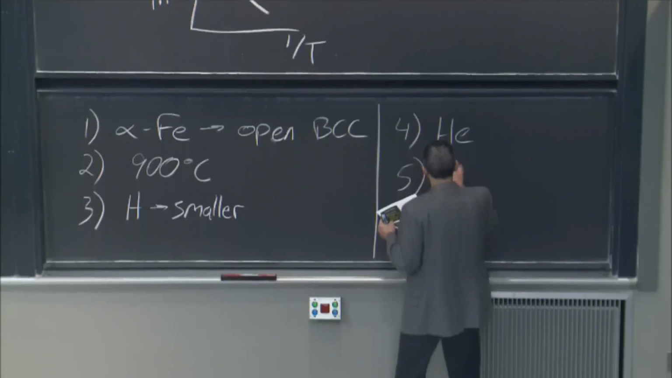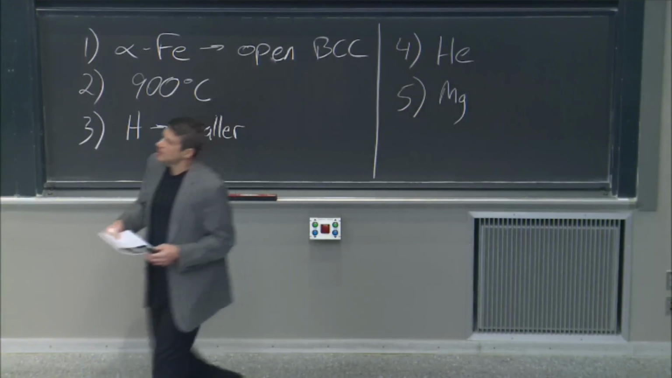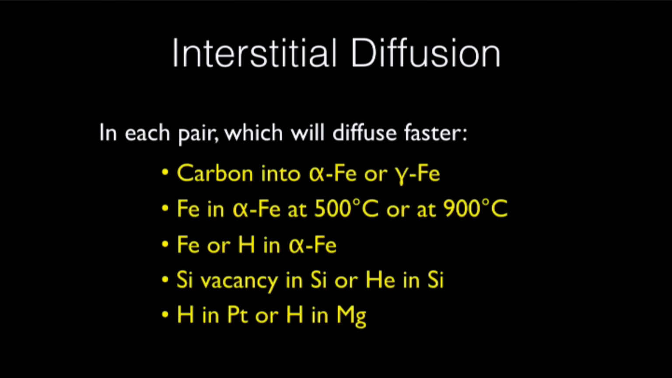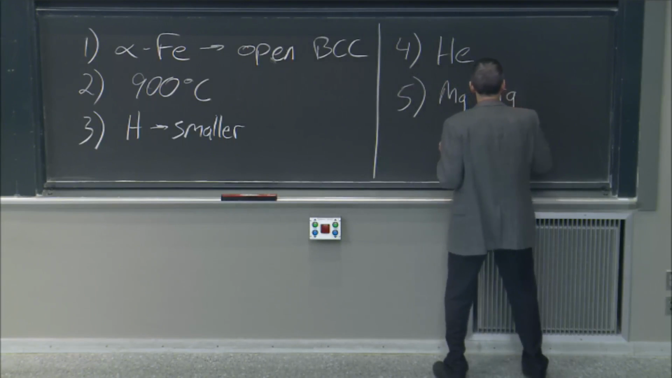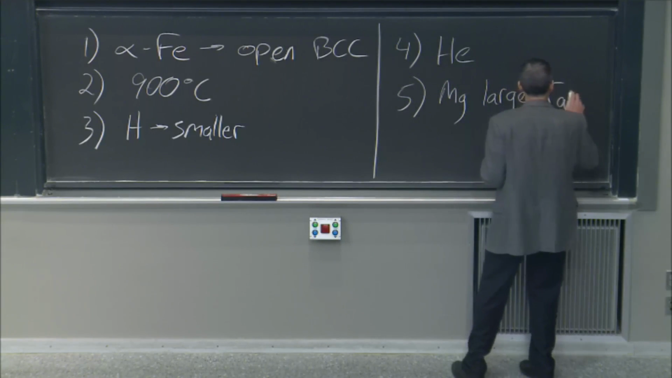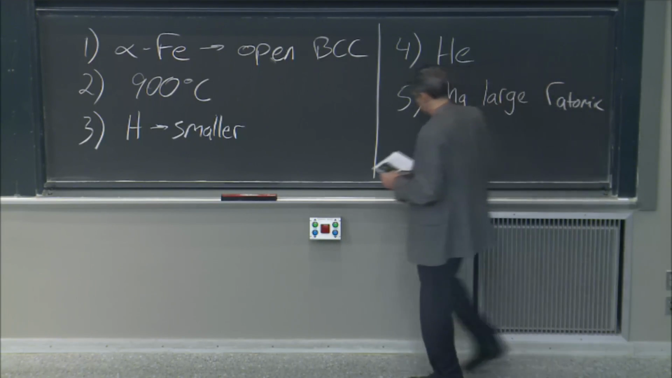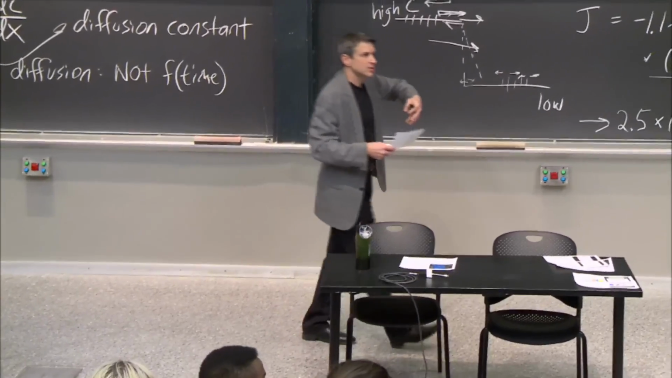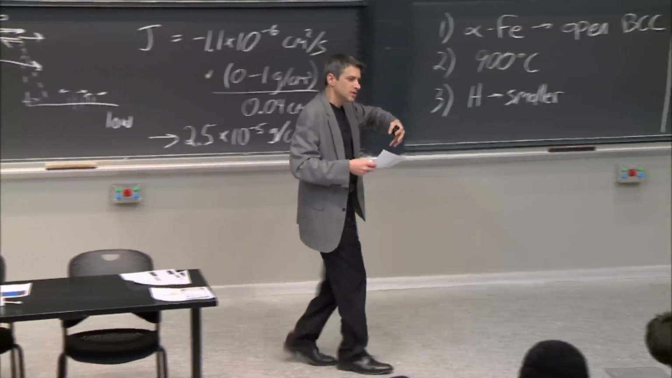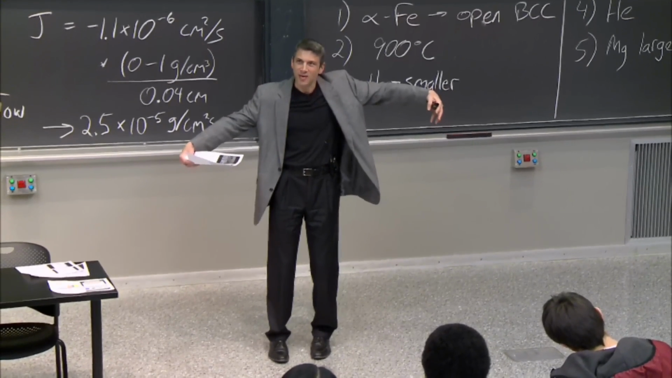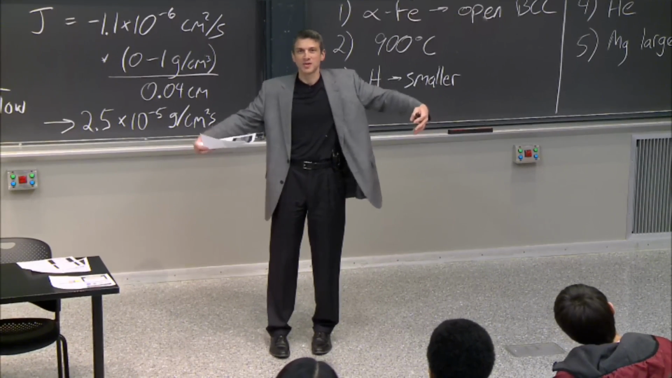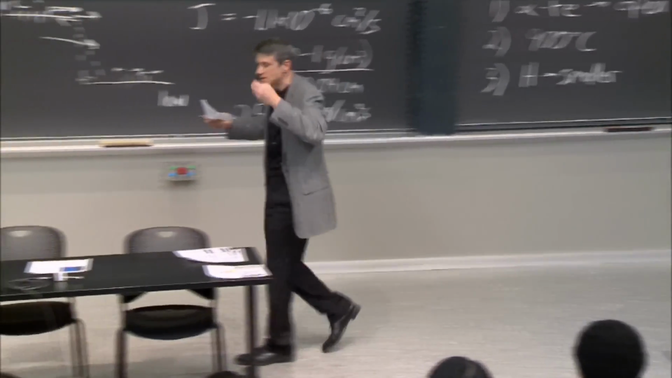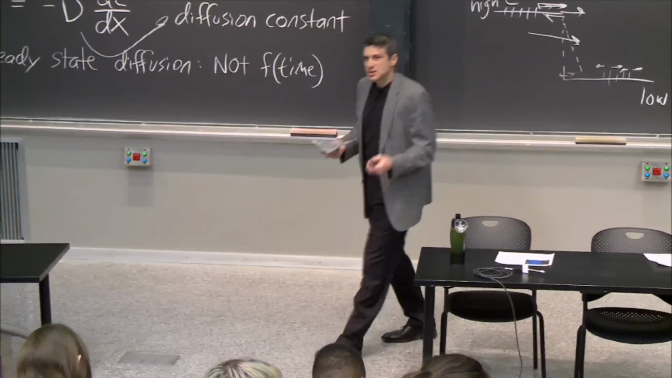And then 5, Mg, this is a good one. Hydrogen in platinum or hydrogen in magnesium. Well, magnesium has a larger atomic radius. You look it up and they have the same close-packed crystal structures, but one of them has a larger radius. What does that mean? Well, it says something about the voids as well, right? The voids are going to be larger. Remember, this is happening through the voids.